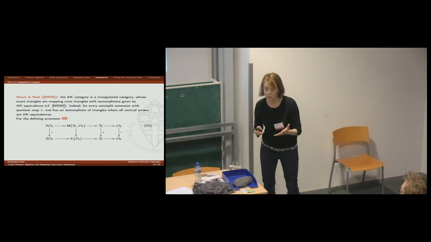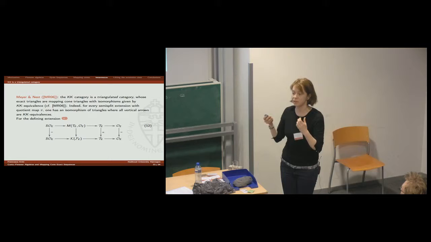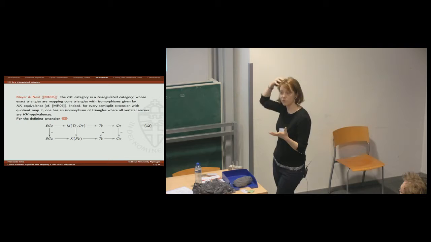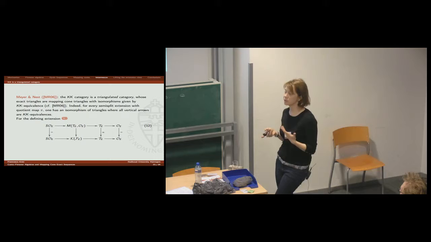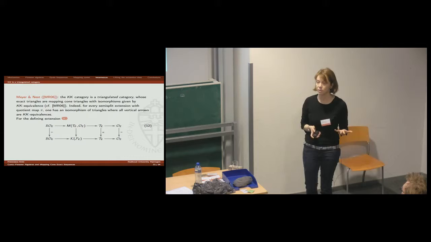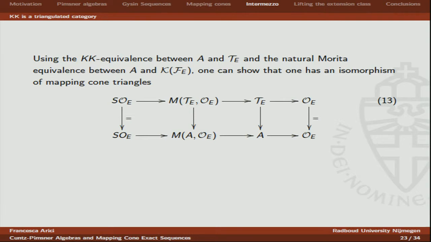And in particular, for every semi-split extension, the natural mapping cone triangle that implements this isomorphism is the mapping cone triangle for the projection. So what we're trying to do here is slightly different, because we're not really looking at this mapping cone, but we're looking at another mapping cone. But in our case, we have that the Toeplitz algebra and the algebra of scalars are actually KK equivalent.